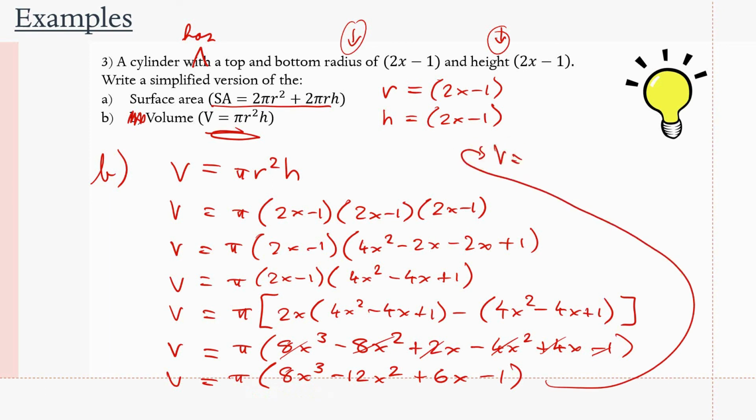Now we can say that volume is the same thing as saying volume is 8 pi x cubed minus 12 pi x squared plus 6 pi x minus pi. And that will be our simplified equation for volume.